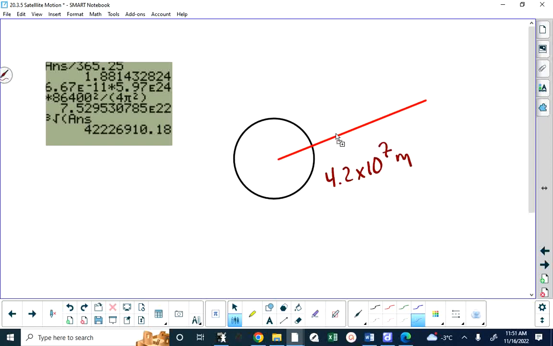Why is that not the answer to the question? It wants it from the surface. Right, it's asking for the altitude, and altitude is how far from the surface of the Earth. So what you need to do is take that and subtract the radius of the Earth, and that will give you the altitude.